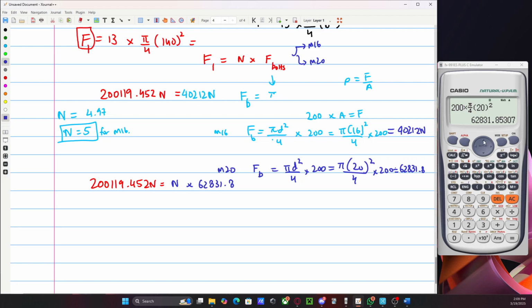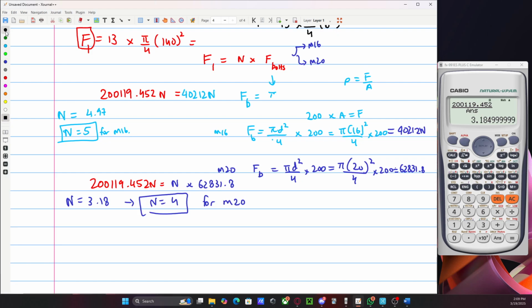And all we're doing is answer, and we get 3.18. So n equals 3.18. So n equals 4 for M20.